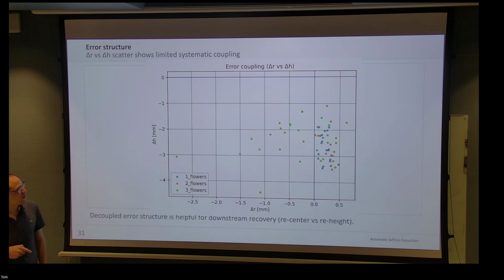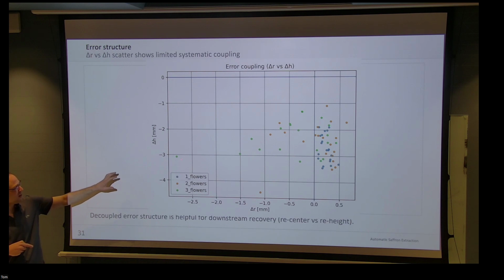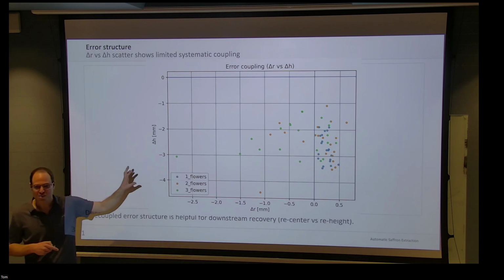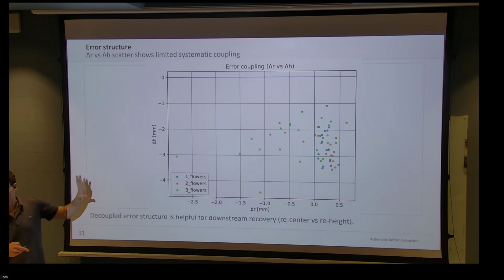For two flowers per plant, it's a little bit wider, but still it is good. And for 3 flowers, it gets even worse, but still we are fine with our results for 3 flowers. So this shows us the scatter of the errors as we make the scene more challenging.